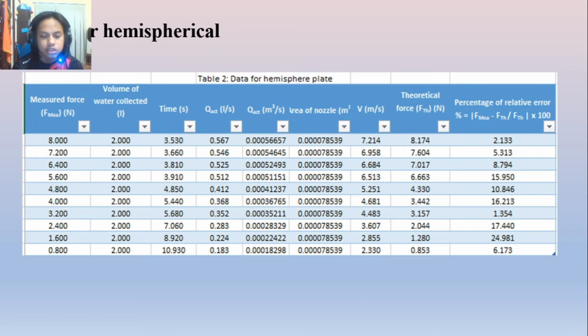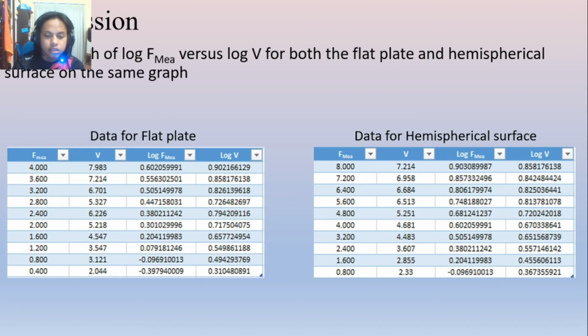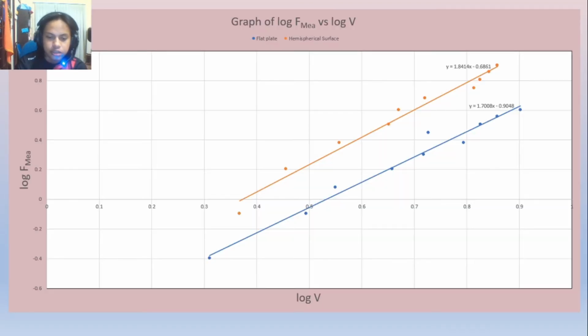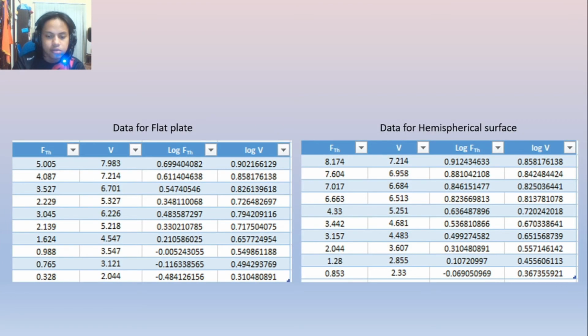We're moving on to the discussion. The first one is to plot the graph of log measured force versus log velocity. I've tabulated the data for easier reference as we look at the theoretical equations for both plates, which are F equals rho AV squared and F equals 2 rho AV squared. When we log both sides, we will see that the graph will be a straight line. Here we have the same graph for both plates, and what we have on the slide right now is I repeat the same process to plot log theoretical force versus log velocity for further reference.